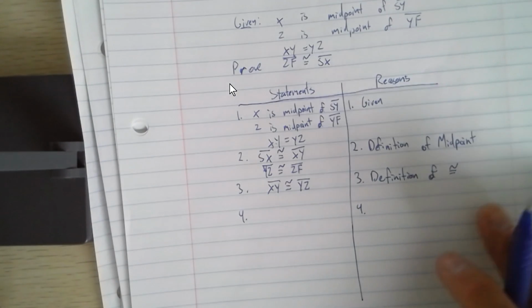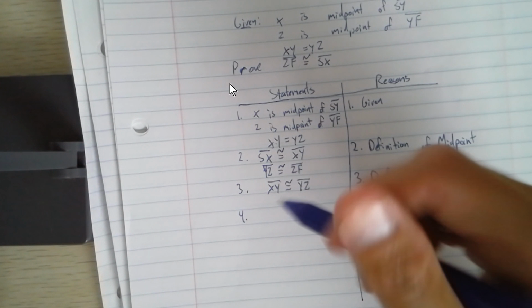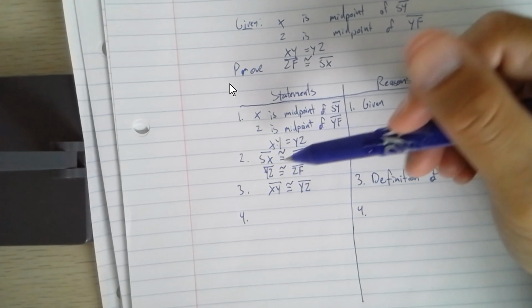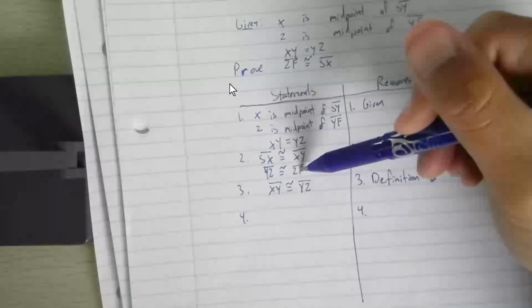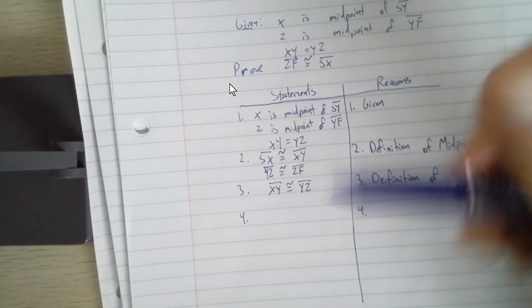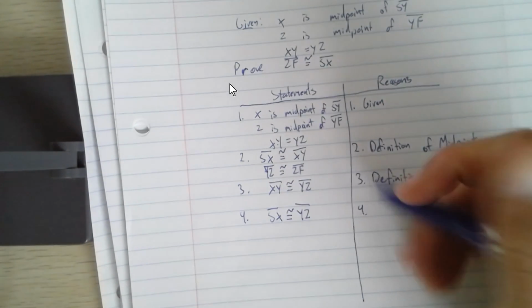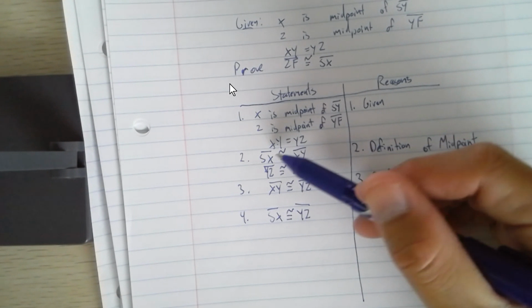The next thing is, let's take a look at what we have. We have SX is equal to XY. YZ is also equal to ZF. If you look over here, you have SX is equal to XY. XY is also equal to YZ. SX is going to be congruent to YZ. Again, SX is equal to XY, XY is equal to YZ, therefore SX is congruent to YZ because of the transitive property of congruence.